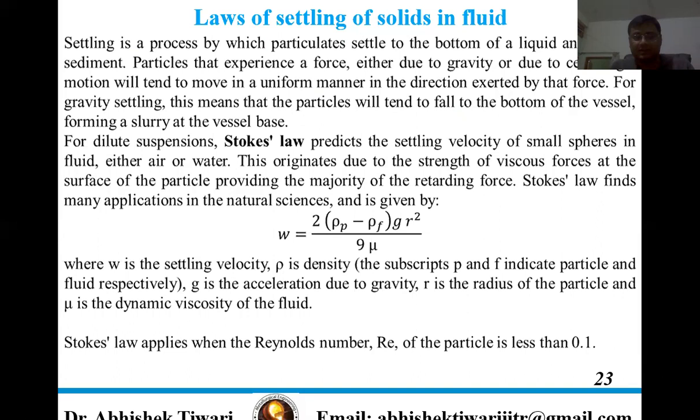For dilute suspensions, Stokes' law predicts the settling velocity of small spheres in fluid, either air or water. This originates due to the strength of viscous forces at the surface of the particle, providing the majority of the retarding force. Stokes' law finds many applications in natural sciences and is given by W equals 2 (rho_p minus rho_f) g r squared upon 9 mu, where W is the settling velocity, rho is the density, subscripts p and f indicate particle and fluid respectively, g is the acceleration due to gravity, r is the radius of the particle, and mu is the dynamic viscosity of the fluid.